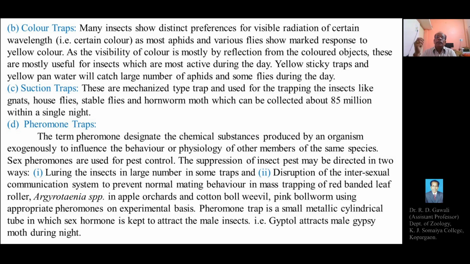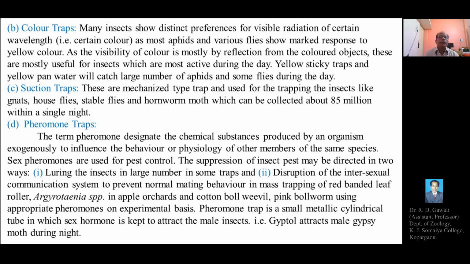Whenever insect pests like aphids or flies come in contact with these yellow sticky traps or yellow pan water, they get attracted and either stick or get killed in the yellow colored pan water, which may contain some insecticide or kerosene. So ultimately these color traps can help to catch a large number of aphids and some flies even during the daytime.